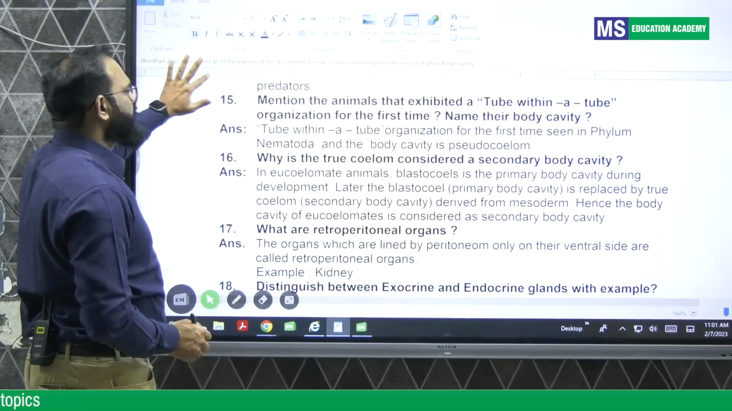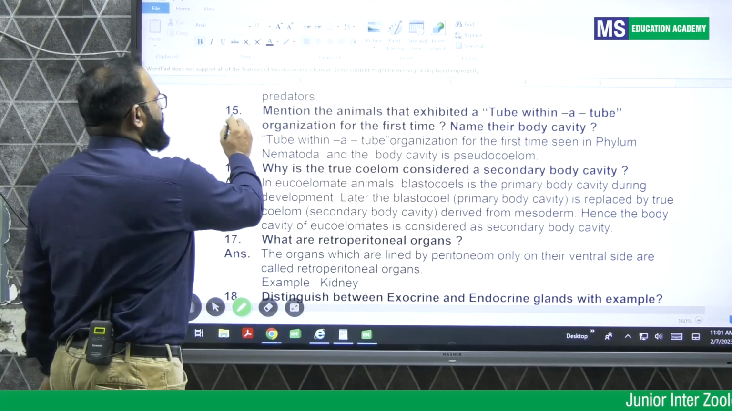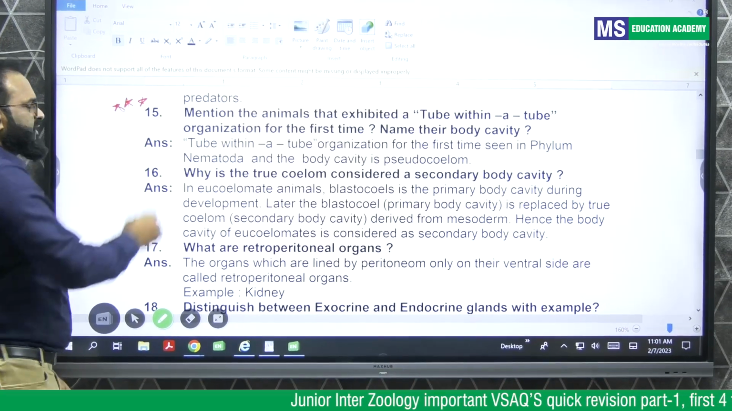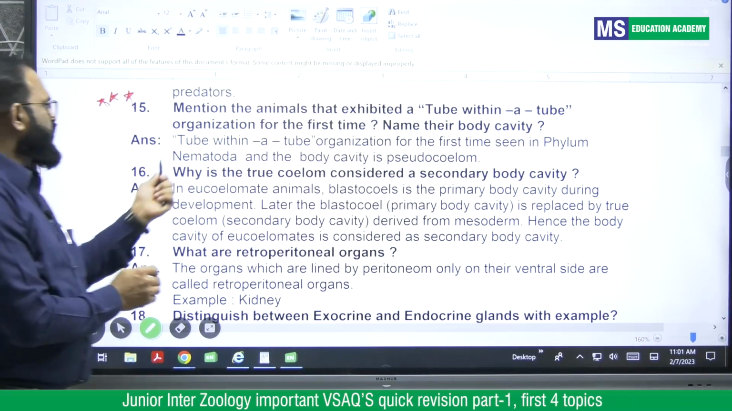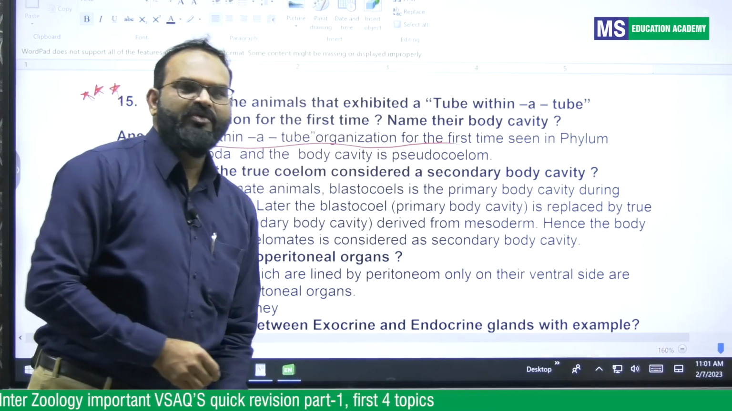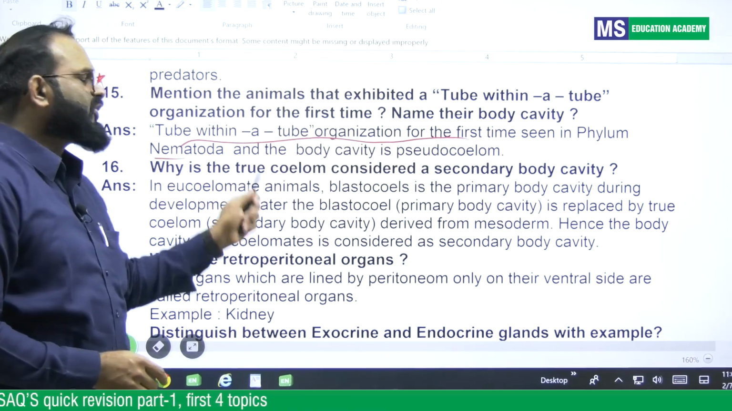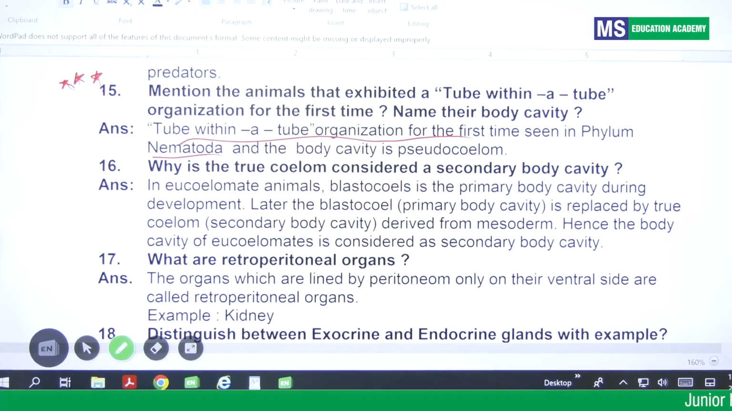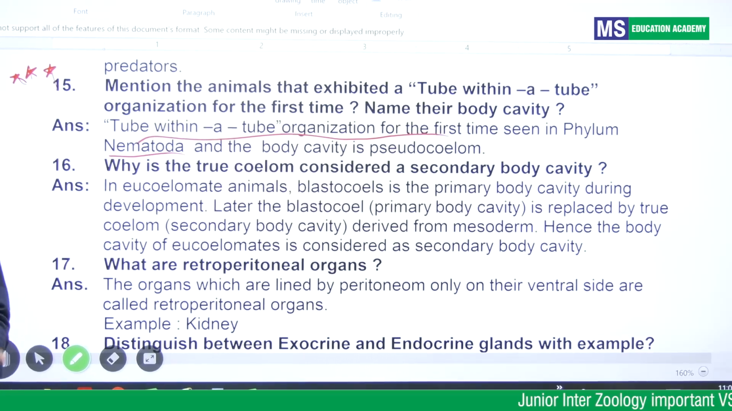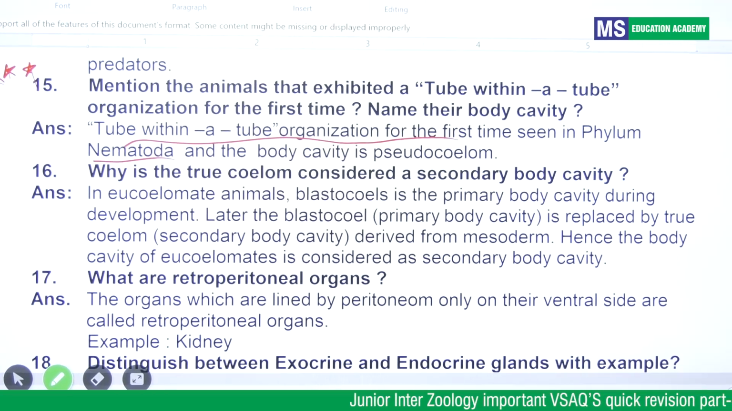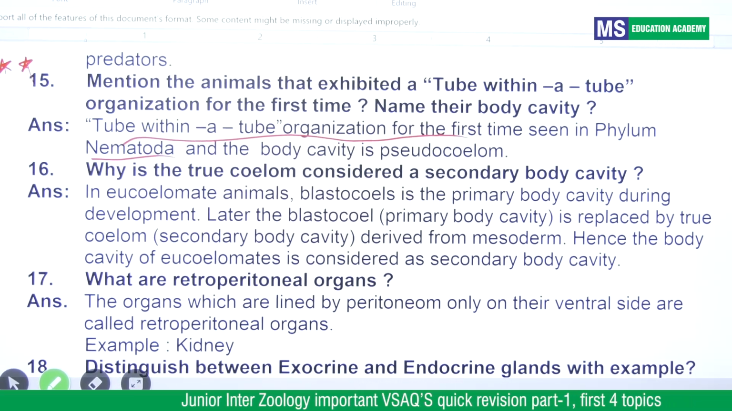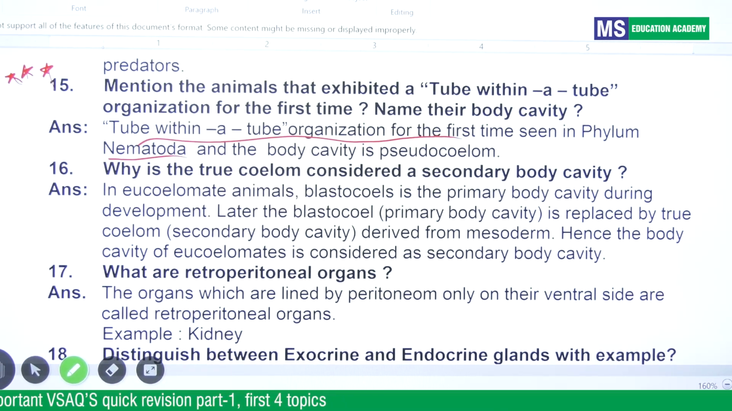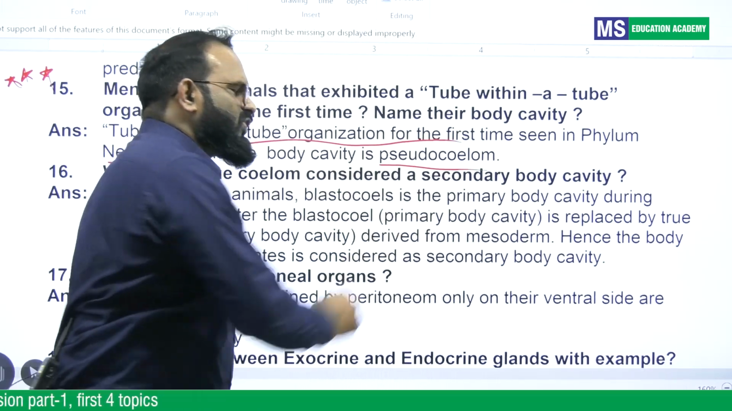Mention the animal which exhibits tube within tube organization. Even this I am giving triple star. Tube within tube organization is seen for the first time in phylum Nematoda or Aschelminthes. Students, because you have prepared nicely for NEET exam and most of the time you are reading this word called Aschelminthes, which is otherwise called Nematoda, and the type of body cavity is pseudocoelom.